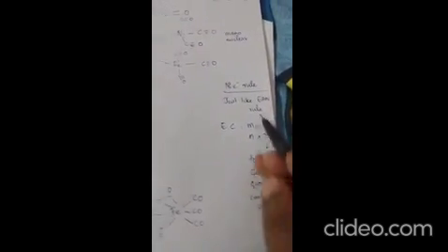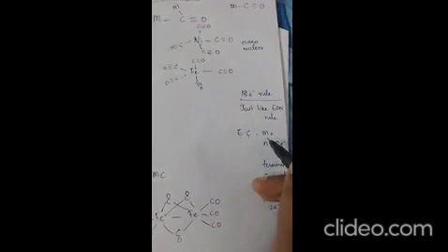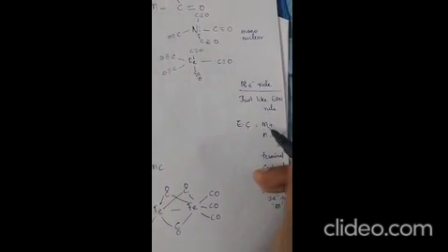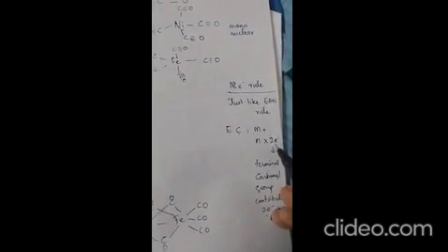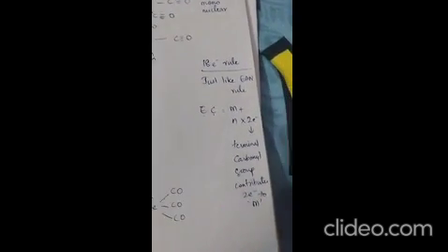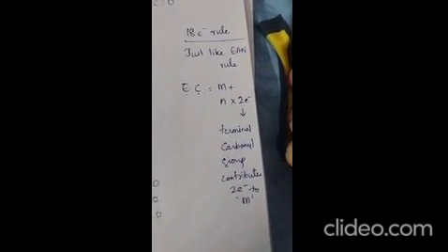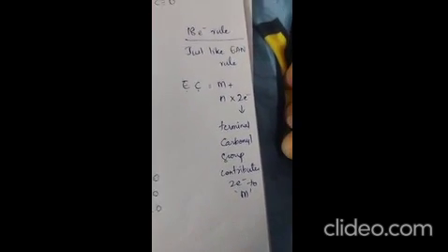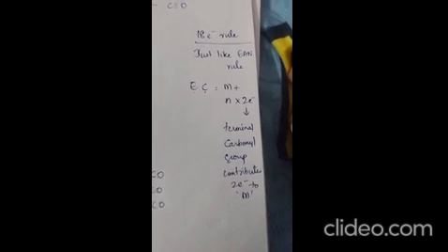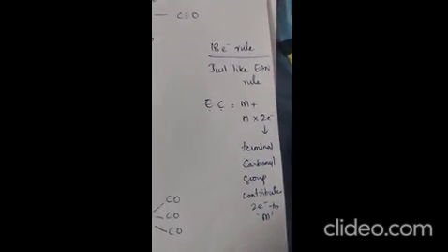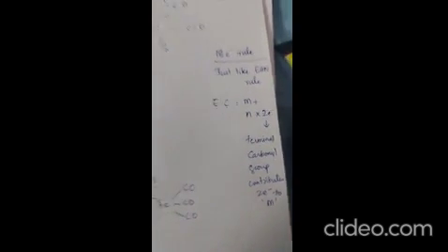Here the total electron count is the total number of electrons present in the metal plus the number of bonds, that is, if it is nickel tetracarbonyl, N will be 4, into 2 electrons given by the terminal carbonyl group. The terminal carbonyl group donates 2 electrons to the metal. This is the formula, just like the EAN rule.